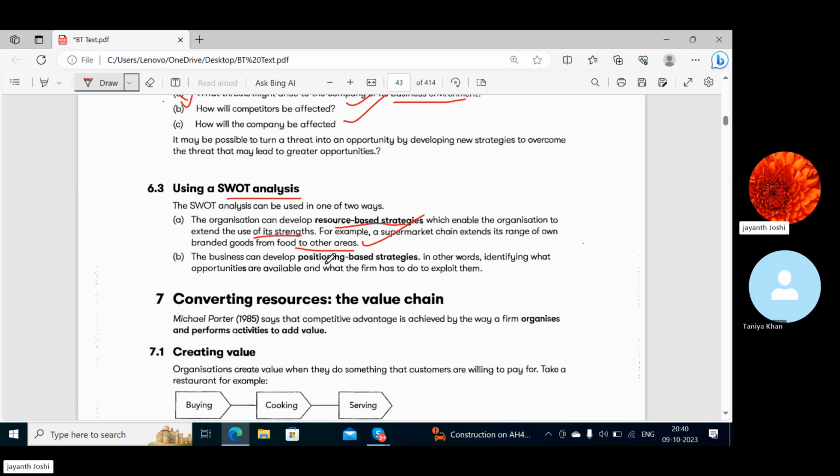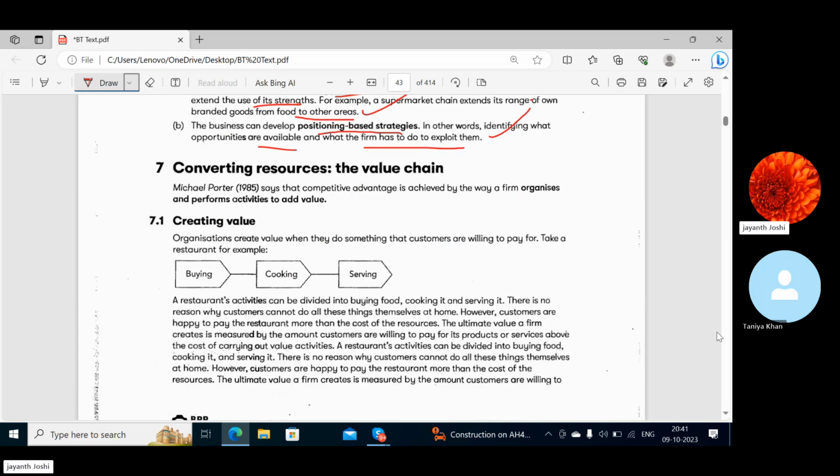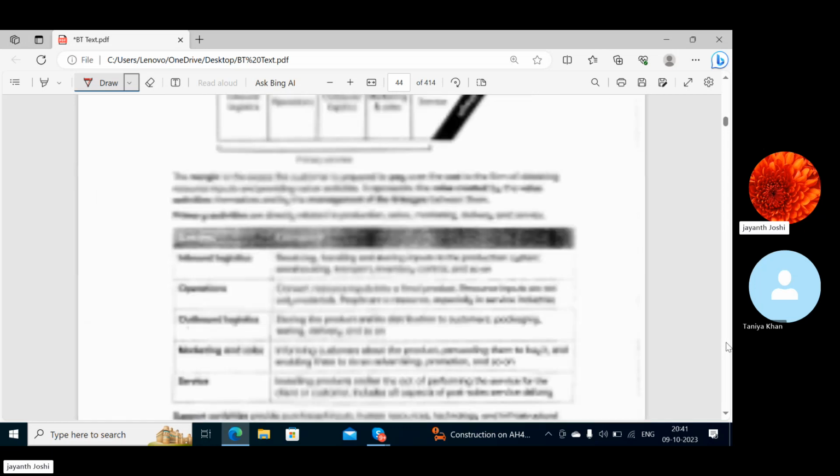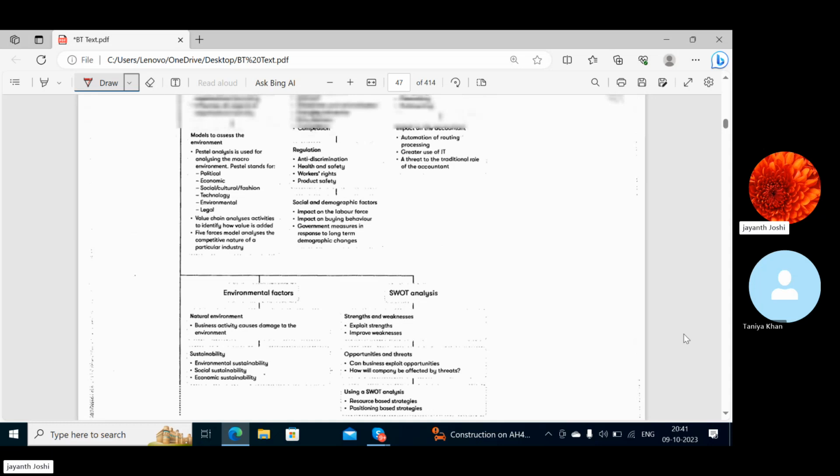Business can develop positioning based strategies. In other words, identifying what opportunities are available and what the firm has to do to exploit them. So what is your position and what you can do, how you can make money. You should see that, right? We are into the last topic right now, and we are going to wind up this chapter.